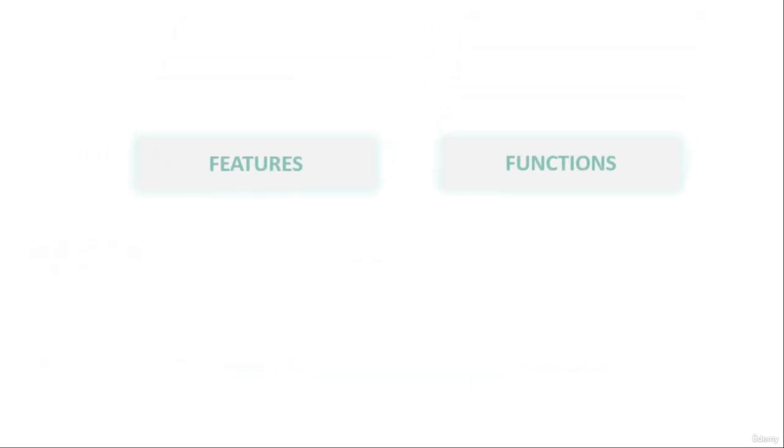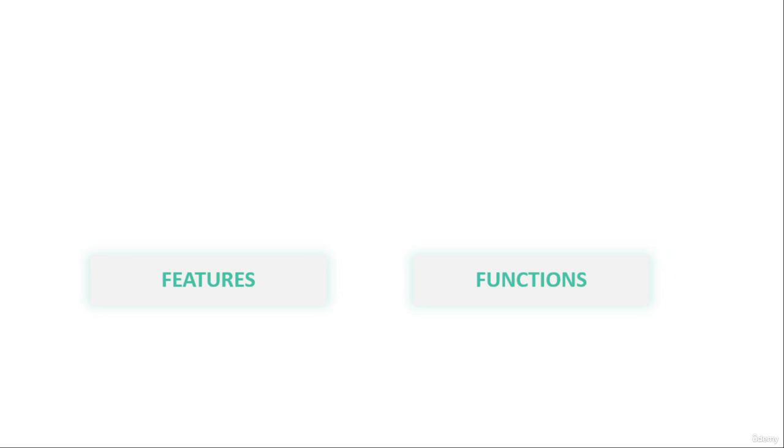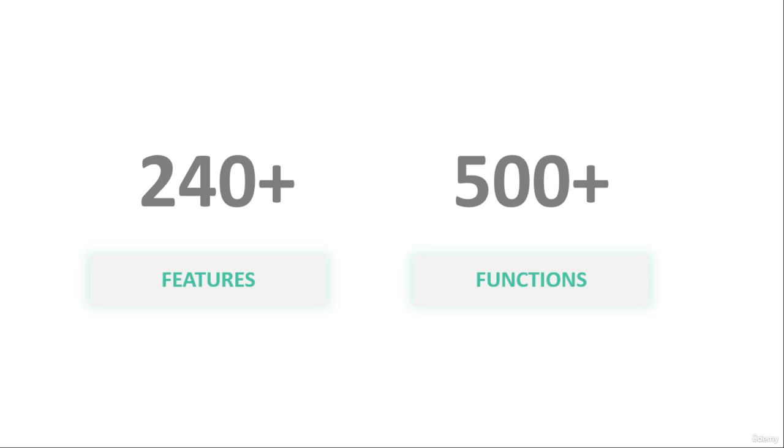And let's look at Excel, right? This difference is there in the product as well. You see, there are 240 plus features in Excel, and there are 500 plus functions. And you see the parity there, right? Yeah, it's there.